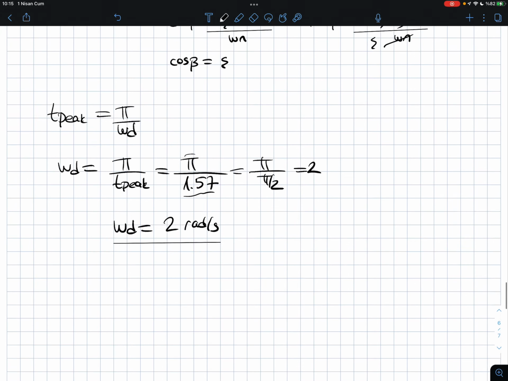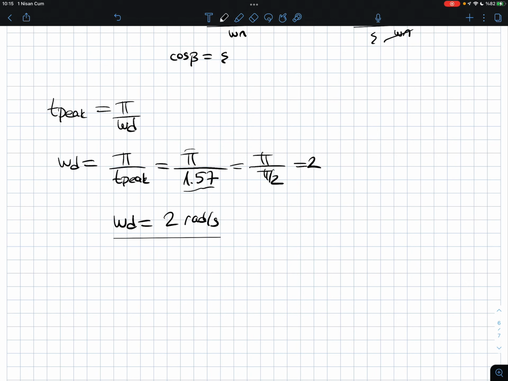So that's 1. Now, in the rise time formula, we have pi minus beta divided by omega d. So here we know what omega d looks like, and we know the value of the rise time. So in order to find out what beta looks like, we can do the following. Omega d times t rise. I guess pi minus should be the correct way.